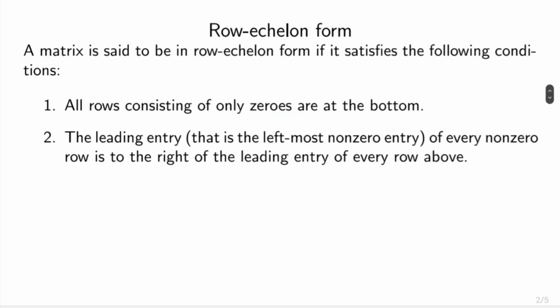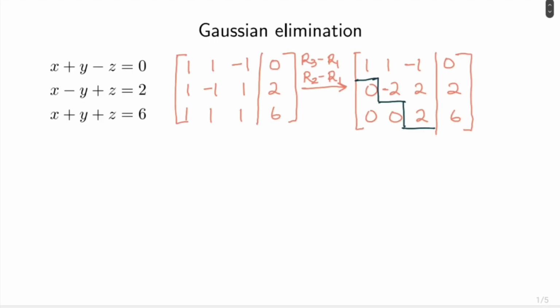The second rule is that the leading entry, that is the leftmost non-zero entry of every non-zero row, is to the right of the leading entry of every row above. So the leading entry of every non-zero row. So this is an example of a leading entry. Because this row doesn't consist of entirely zeros, it's a non-zero row. And so the leading entry is the first non-zero element. That's what's called the leading entry.